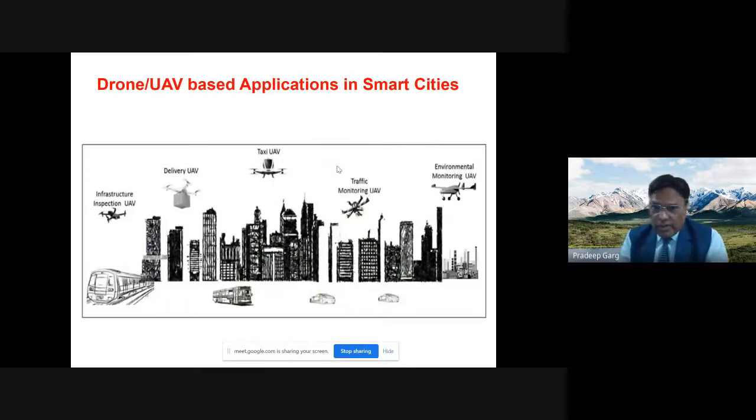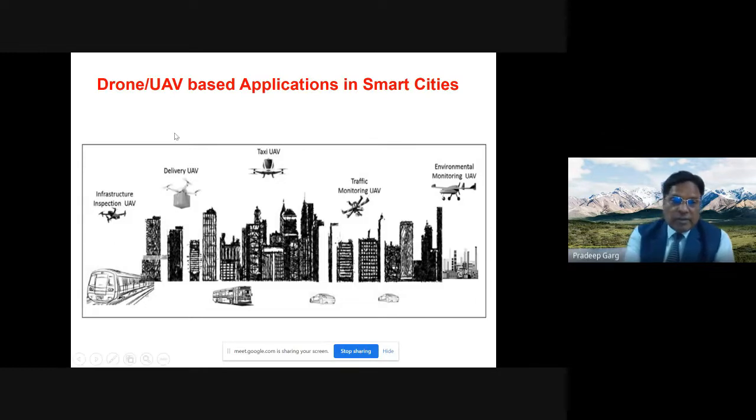Drones are very useful in smart city applications. Whether we are talking of infrastructure inspection, it could be inspection of industry, inspection of a pipeline in an industry, inspection of a bridge, where it is difficult for a human being to go. We can send the drone to those areas, and it can take images or collect LiDAR data.